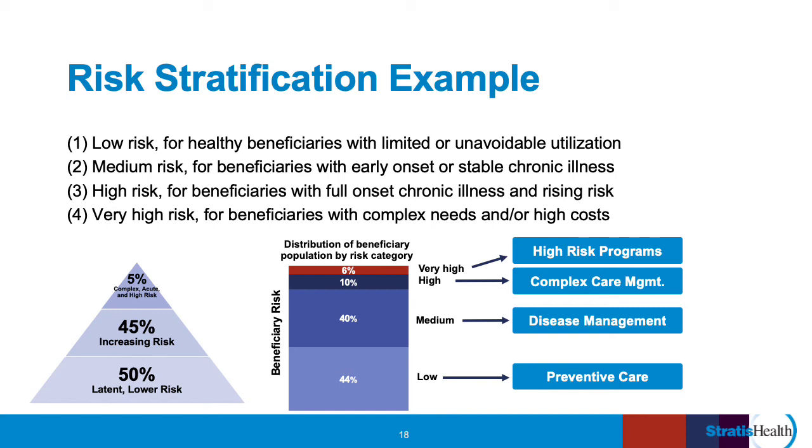Based on the risk score, OneCare places individuals into one of the following 4 categories: low risk for healthy beneficiaries with limited or unavoidable utilization, medium risk for beneficiaries with early onset or stable chronic illness, high risk for beneficiaries with full onset chronic illness and rising risk, and very high risk for beneficiaries with high cost, high acuity conditions. Items 3 and 4 correspond to the top 5% category in the pyramid. Notice that the risk stratification diagrams from Vermont OneCare approximate the 3-tiered pyramid.